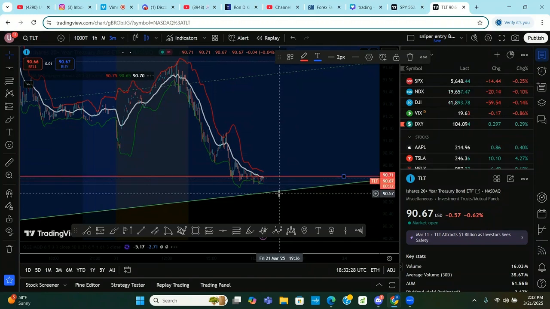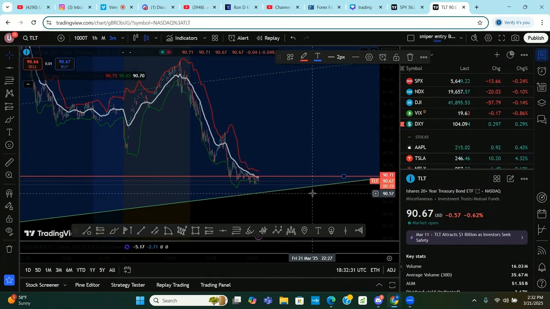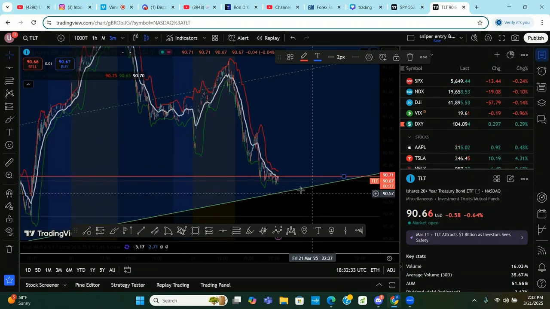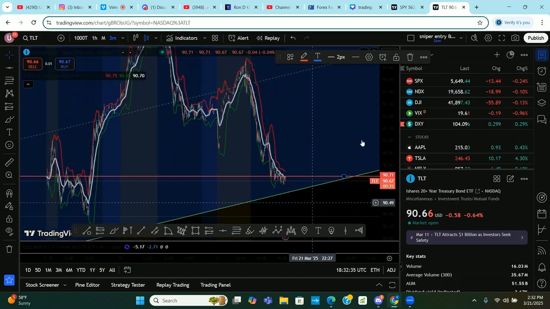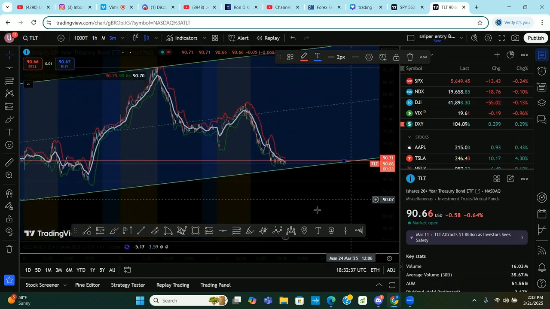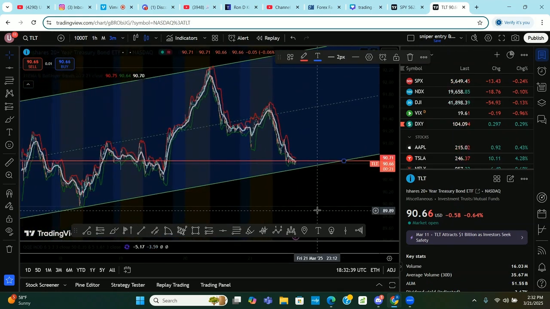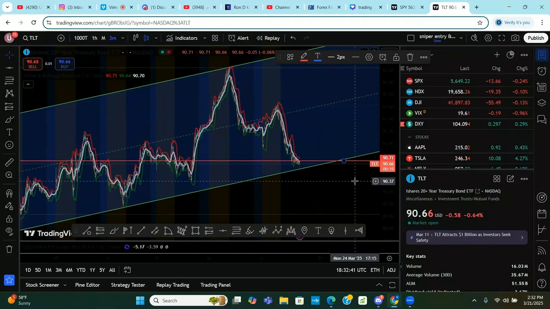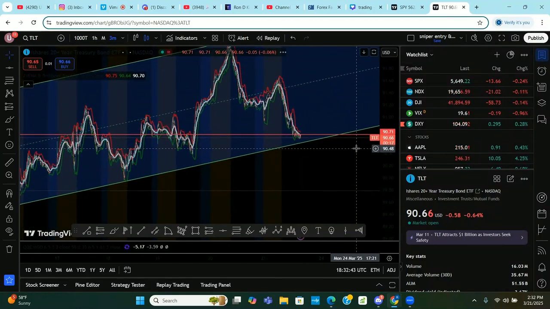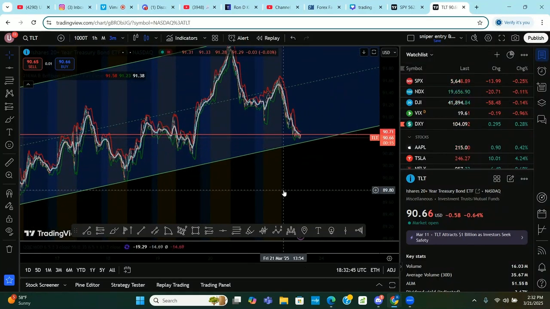If we break below here, let me squeeze up my charts. SPY is going to rally if we break below this parallel channel here. Squeeze in the chart so you guys can see. All right, if we break this parallel channel, SPY will rally. Remember this message in this video, 2:32 p.m.